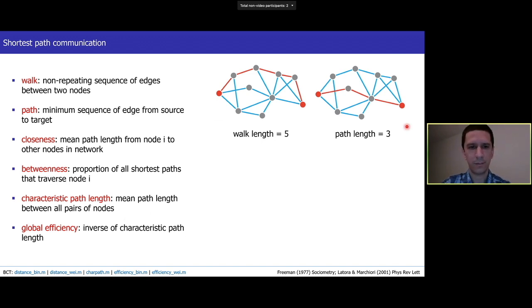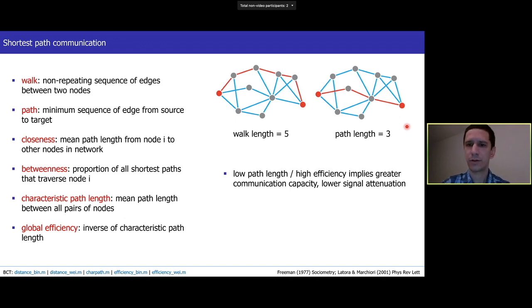So probably the most fundamental concept that we have here is the idea of the characteristic path length. So what is the mean path length between all possible pairs of nodes? If this number is very low, or correspondingly, if the global efficiency is very high, then this network is well organized to transmit information from any node to any other node on average. And having low path lengths and correspondingly high efficiency means that the network has greater communication capacity, that there is lower potential for signal attenuation.